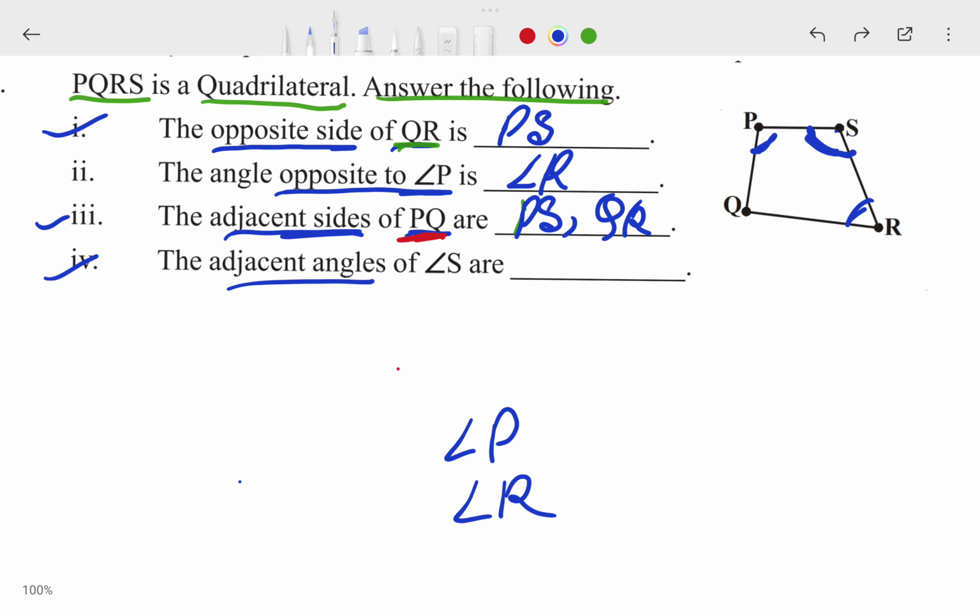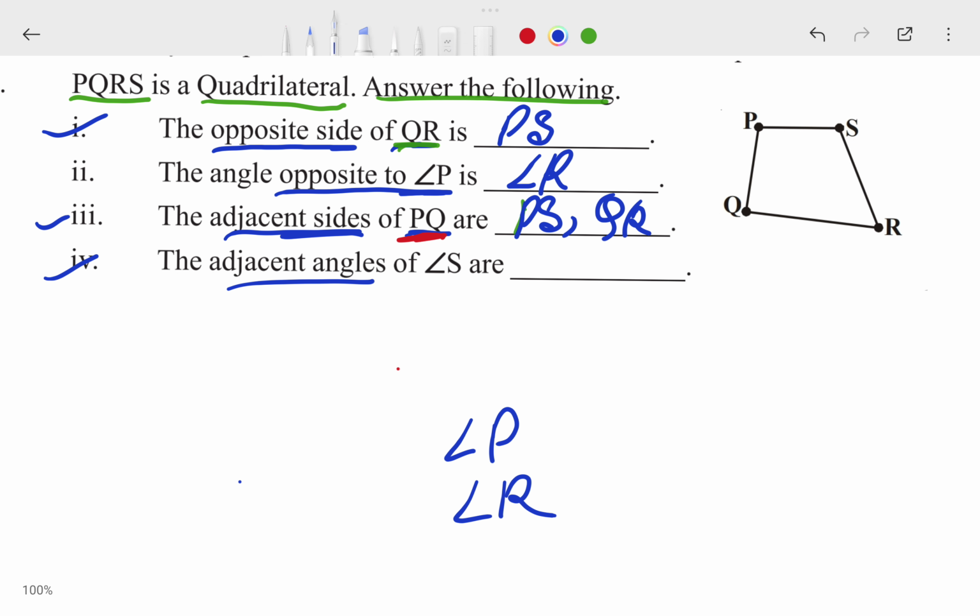Why is this P and R near? Because in this angle S1, P is intersecting and Q is intersecting. After these two lines intersect, the angle S is formed. Then how do we find the adjacent angle? Whenever two lines intersect, they form an angle. In front of that line, P is one angle and Q is another angle. That is our answer.